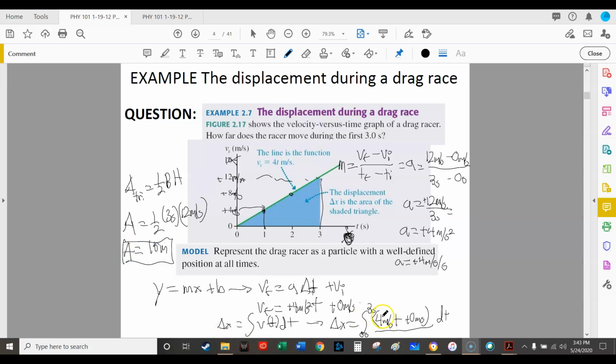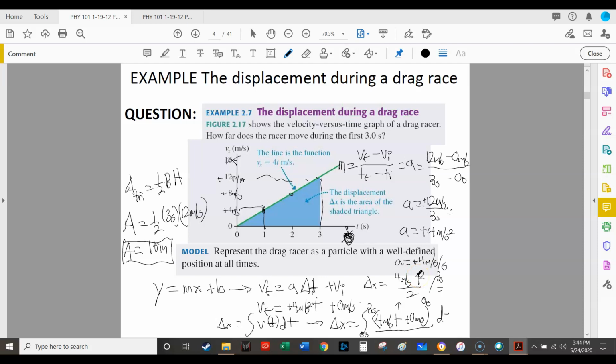So if we actually did this integral, and sorry about the nature of this, it is going to be 4, so this will be t squared, so delta x is going to work out to be 4 meters per second squared times t squared divided by 2 from 0 seconds to 3 seconds. So that t squared, now we're going to put in 3 seconds and square it, so that'll be what?